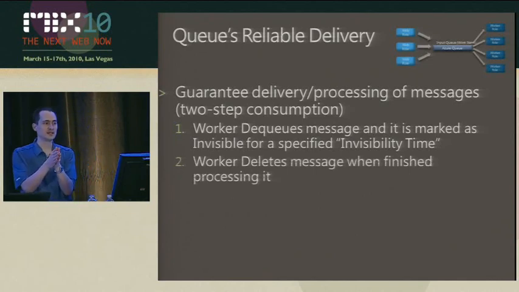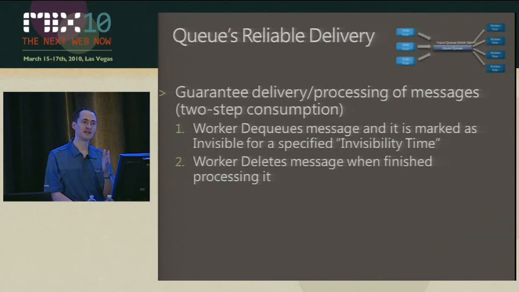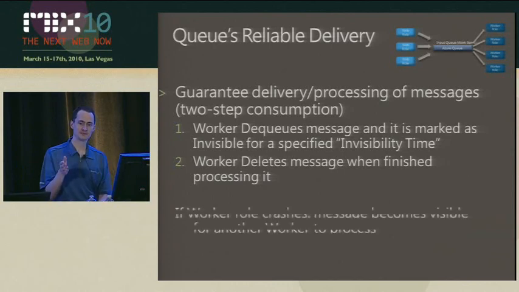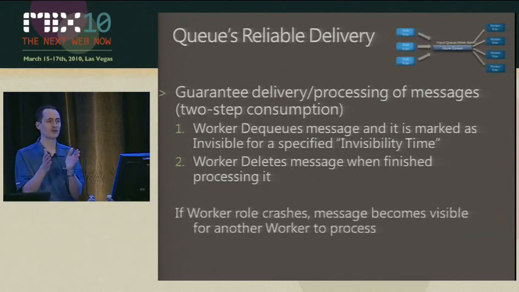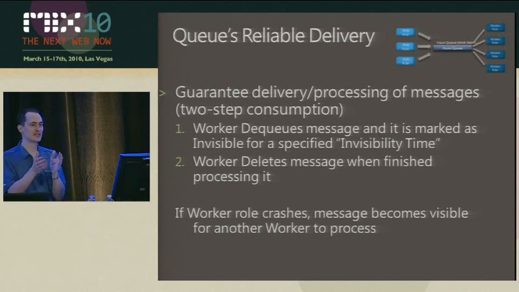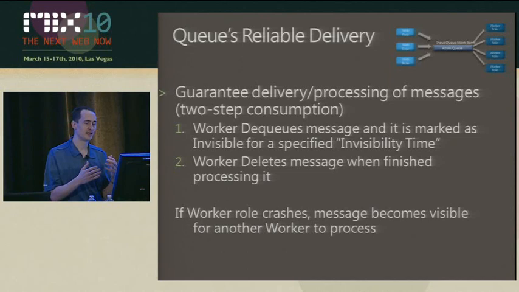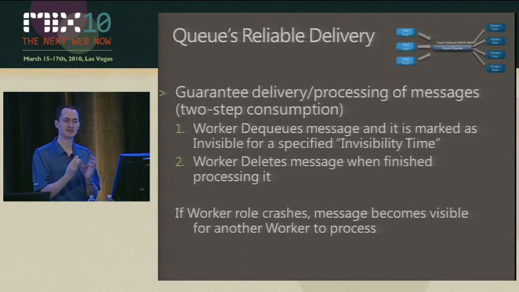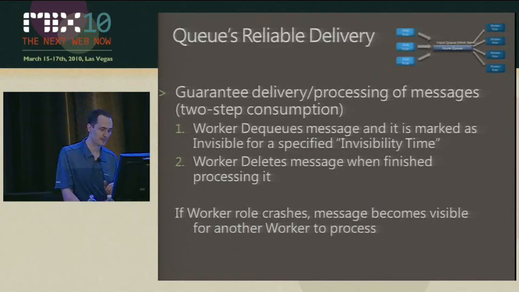Then the worker has until that time to process the message and then delete it. If the worker deletes the message, it'll be deleted from the queue, and no other worker will ever see it again. Okay? But if the worker crashes partway through processing the message, we don't want to lose that message. And so the message will become visible after that invisibility time for another worker to process that message. So that's what we mean by the queue providing this guaranteed delivery and processing of messages. And it does that through this invisibility time concept.